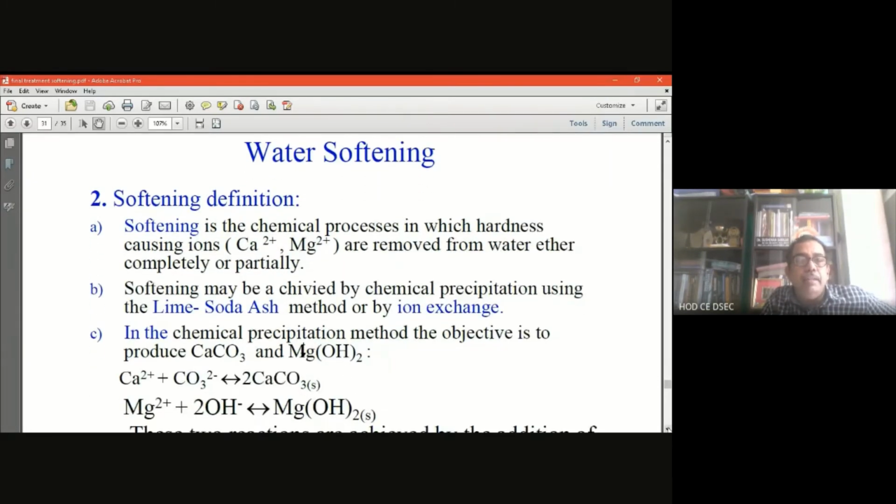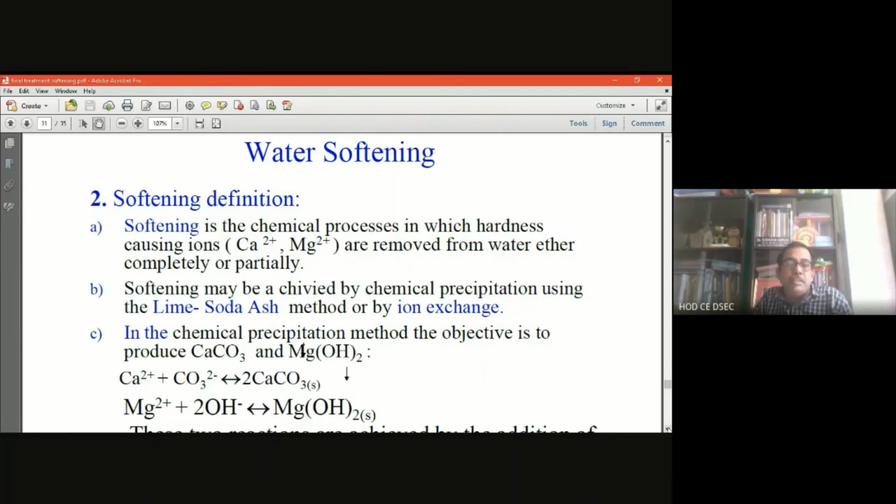So what we have learned is that softening is a chemical process in which hardness-causing ions, mostly calcium and magnesium, are removed from water, either completely or partially. Softening is achieved by chemical precipitation using the lime-soda method or by the ion exchange method. Here, I have described the lime-soda method, as per your syllabus.